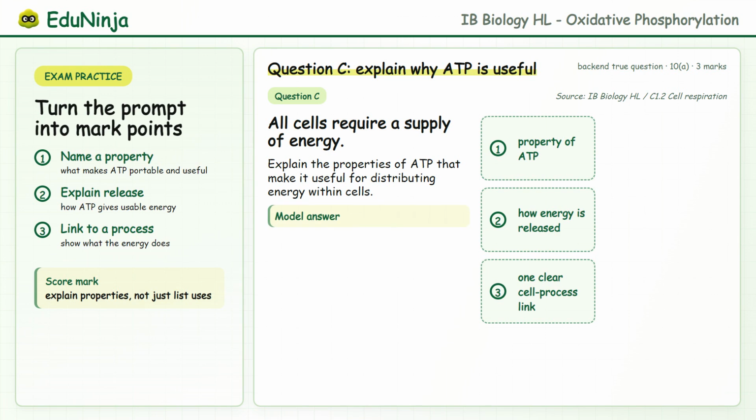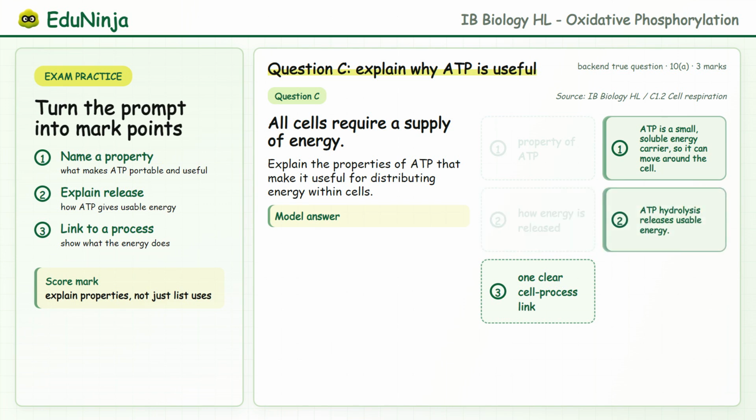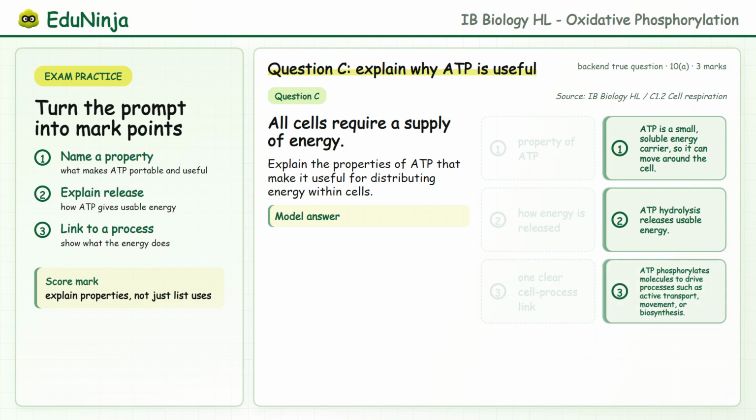A strong answer is: ATP is a small soluble energy carrier, so it can move around the cell. ATP hydrolysis releases usable energy. ATP can also phosphorylate molecules, helping drive processes such as active transport, movement, or biosynthesis. So the exam habit is simple. Use the question diagram, avoid the distractor, and turn each biology phrase into a clear mark point.